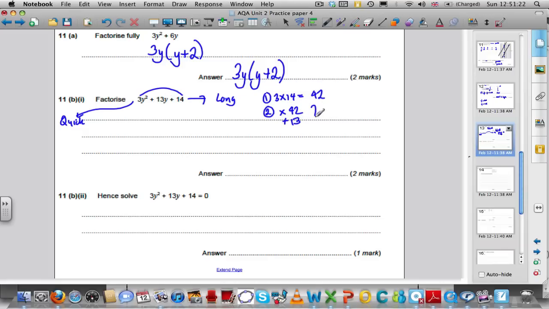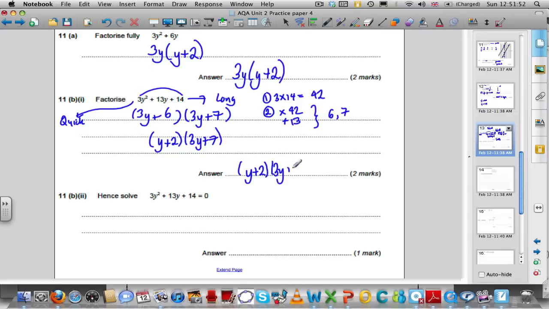With a little thought, you'll come up with 6 and 7, because 6 times 7 is 42 and 6 plus 7 is 13. So you can factorise that. Because it's 3y squared, in each bracket goes 3y. You put plus 6 and plus 7, but you simplify where you can. This can be divided by 3 and would leave you with y plus 2, 3y plus 7. So there is a factorised version. Y plus 2, 3y plus 7.